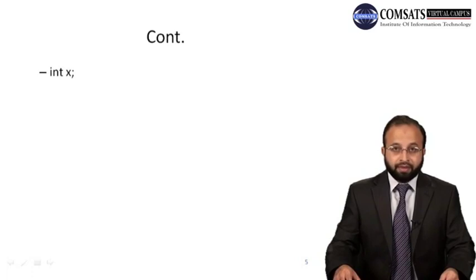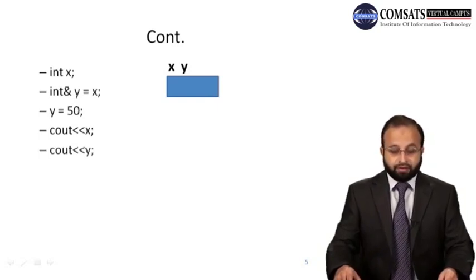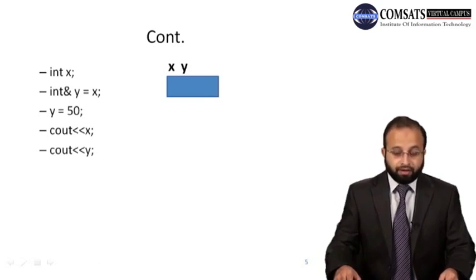For example, you declare a variable int x, memory will be allocated for x, then you create a reference variable y and initialize it with the variable x. This means that now y is the alias name for the memory associated with the variable x. Now you can access the same memory location using x and y. Then you execute the statement y is equal to 50, then cout x, now 50 will be printed, cout y, again 50 will be printed. So the same memory location can now be accessed using 2 variables, x and y. So you can see the reference variable is actually the second name for the same memory location.